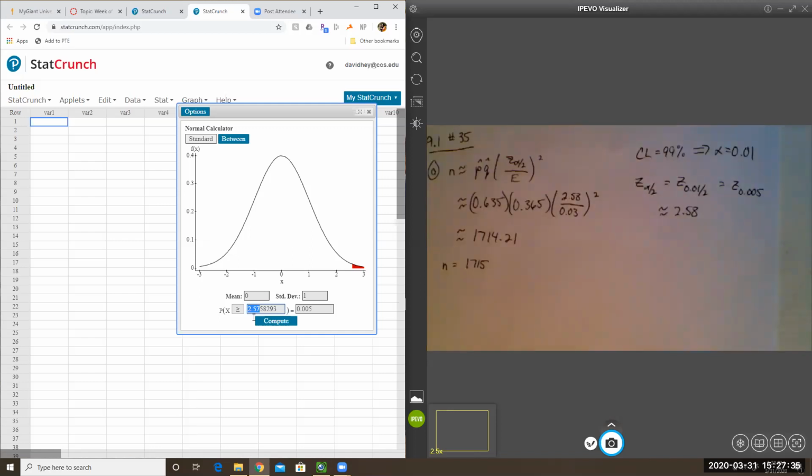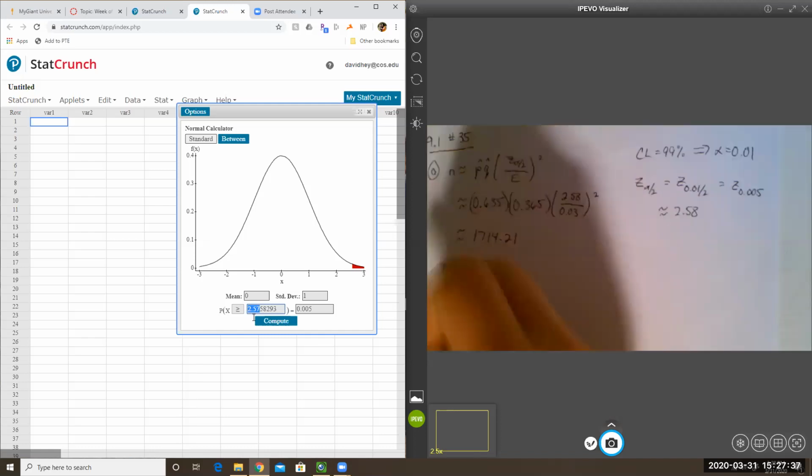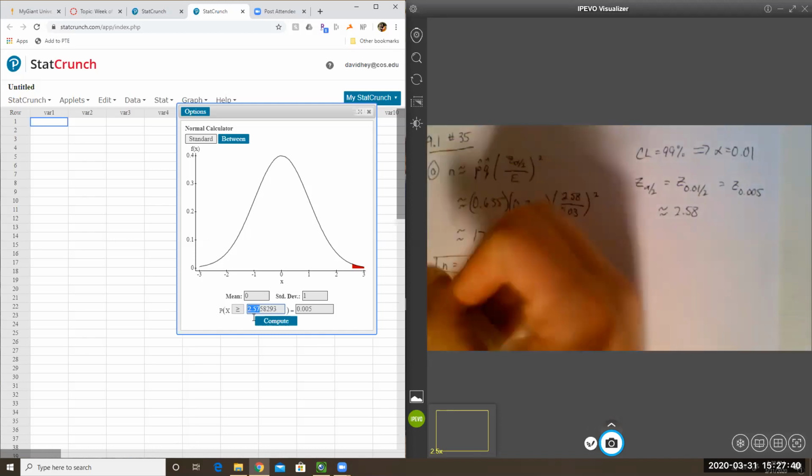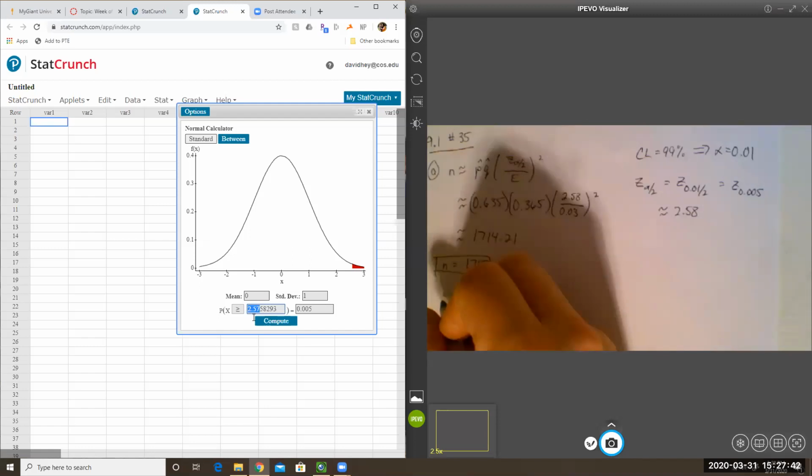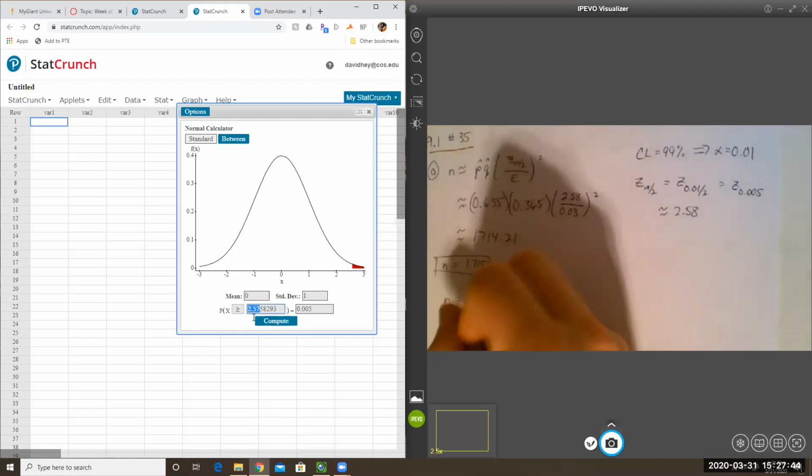Now if you look at the answer in the book, the answer that the book is getting, let me circle that, that would be an acceptable answer. The answer that the book is getting is n equals 1708.